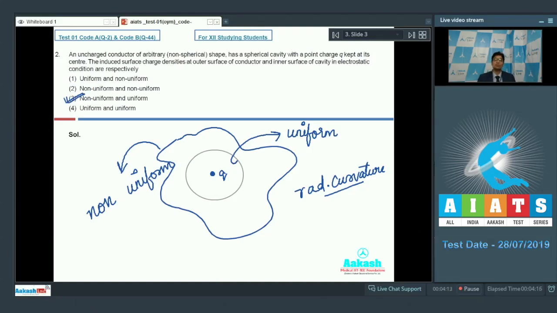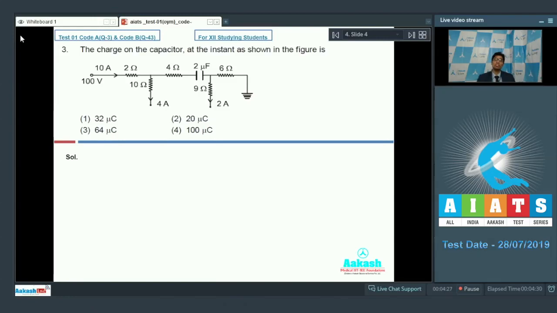Now let us proceed to the next question, which is question number 3. Dear students, question number 3 involves a circuit of resistances and capacitor. The question says that the charge on the capacitor at the instant as shown in the figure is.